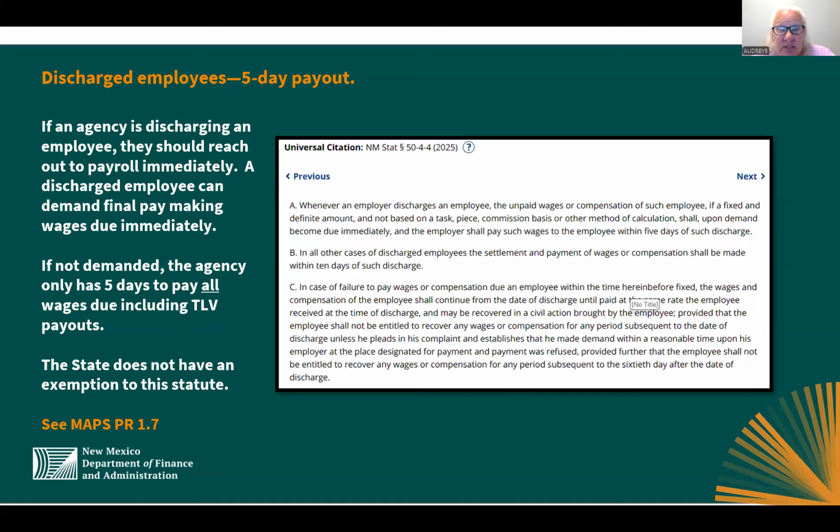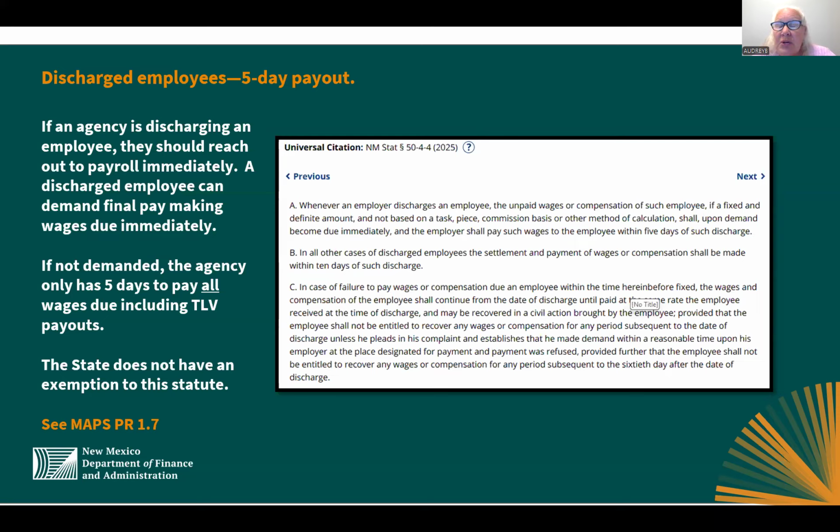We do have a process in place where at any point in time, we can make a 5 demand payout. The FSS system allows us to input that information into FSS and request a manual warrant request indicating that it is a 5-day payout. When you put that request into the system, at that point, you do have to include the TLV information so that we can ensure that the TLV is paid out as well.